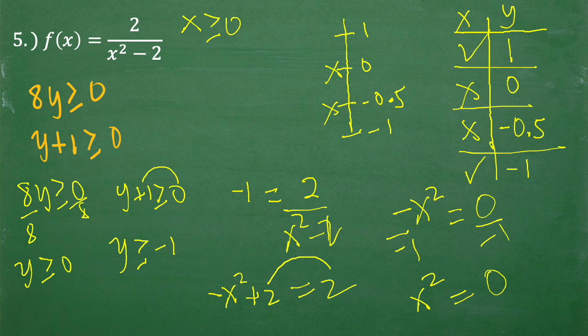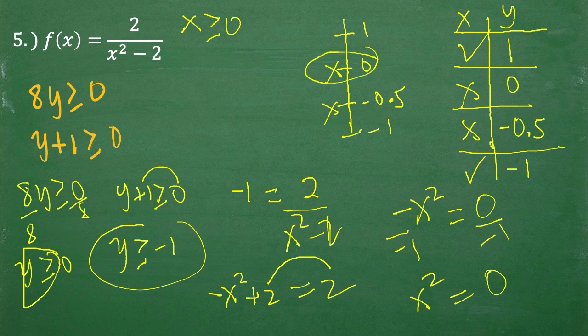So that means our solution, since we have this value, y is greater than 0, we cannot include 0 in our solution. So we have y must be greater than 0, but less than or equal to negative 1, since negative 1 is included. So we have the range x greater than 0 and y greater than 0 and less than or equal to negative 1. Okay? Now we can proceed.